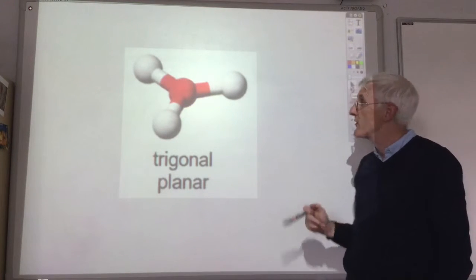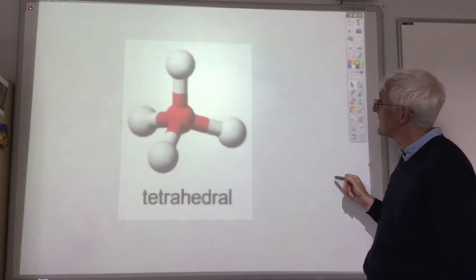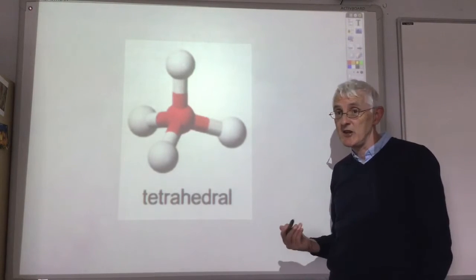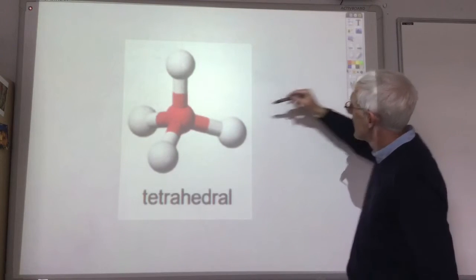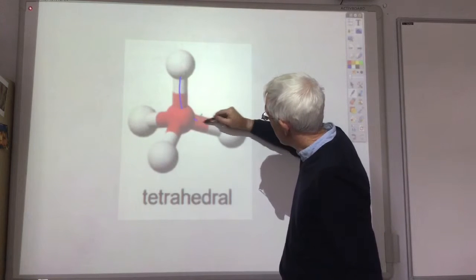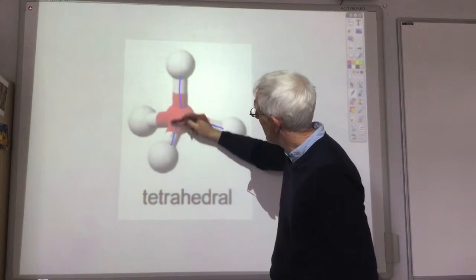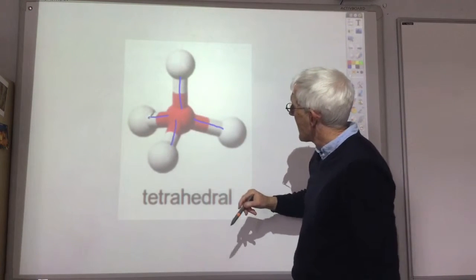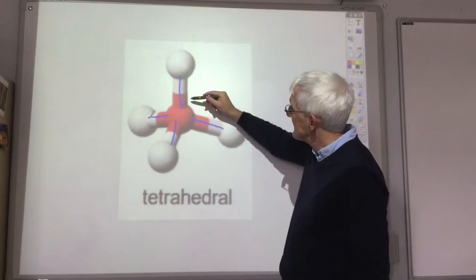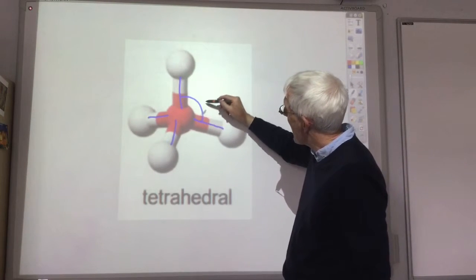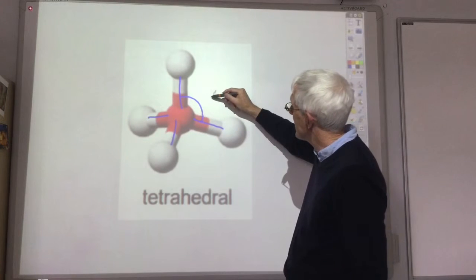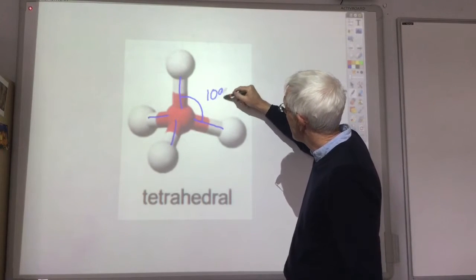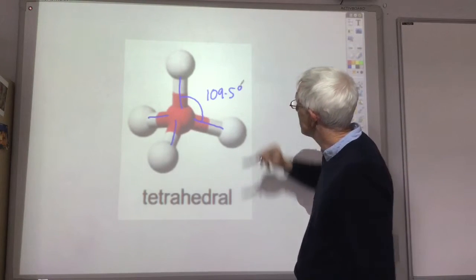If we had 4 electron pairs, then we get our classic tetrahedral shape. There's 1 electron pair, 2, 3, 4. And in this case, this classic tetrahedral, the angle between the different electron pairs is 109.5 degrees.